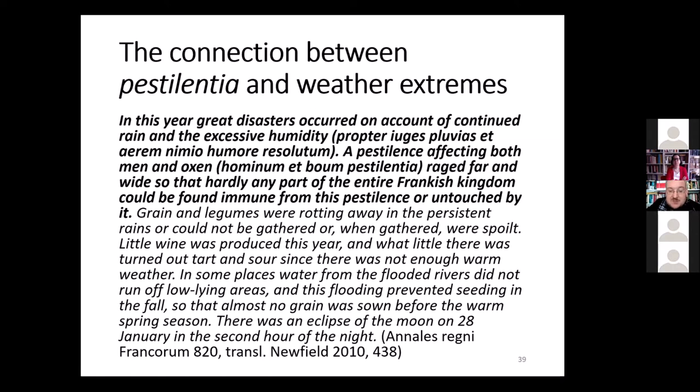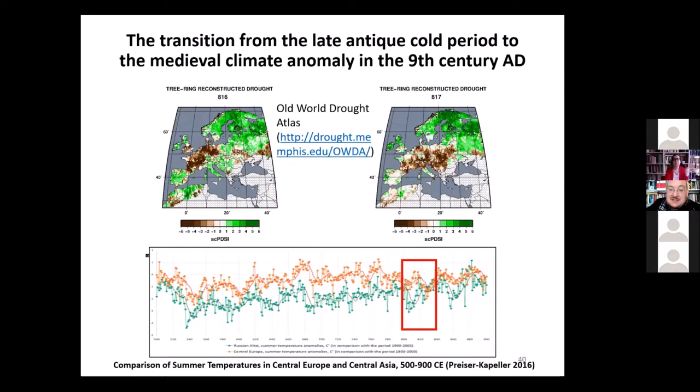What observers of the 9th century were able to identify was a connection between weather extremes and the outbreaks of such pestilentiae among humans and animals. Another case was in 810, where we have this description. And here also modern day scholarship can identify some global connections. Actually, we have in the early 9th century a period of increased variations of climate and an increased frequency of weather extremes across Afro-Eurasia, which can be connected to the transition of what has been called the late antique cold period to the incipient medieval climate anomaly.